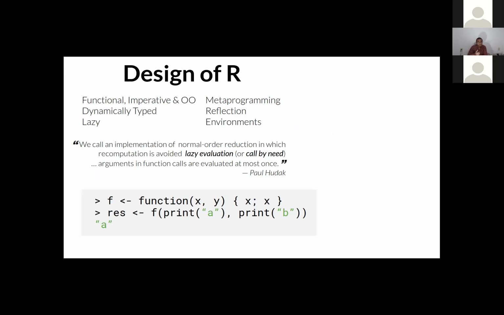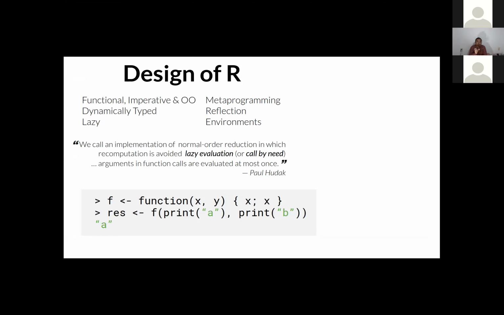R is functional, imperative, and object-oriented, which is not a surprise. Most dynamically typed languages are. But R is also lazy, so it mixes laziness and side effects. R supports metaprogramming, so you can generate ASTs at runtime and evaluate them. R supports reflection. It allows functions to reflect upon the call stack, get information about all the callers in the call stack. It allows reflection on the bindings in the current scope or any of the parent scopes.